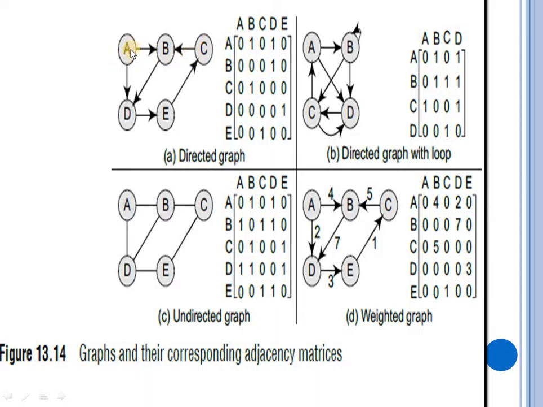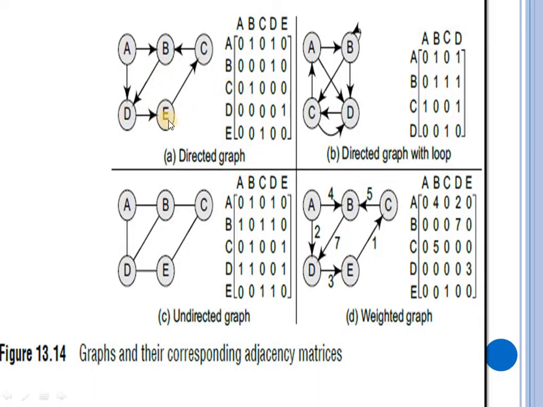If a direct edge is there, then we mention 1 in that place, otherwise 0. Now A to D, we have an edge here, so 1. Now A to E, we do not have an edge here, so 0. Now B to A is not present because of direction, and B to B no. B to D we have only, so B to D is 1, all others 0. Now consider C. C to B we have an edge, so C to B is 1, others are 0.